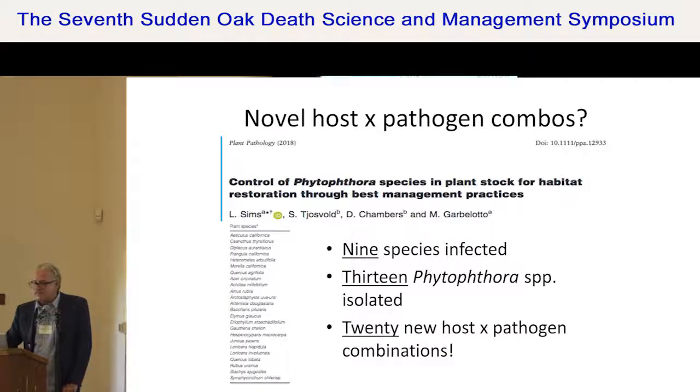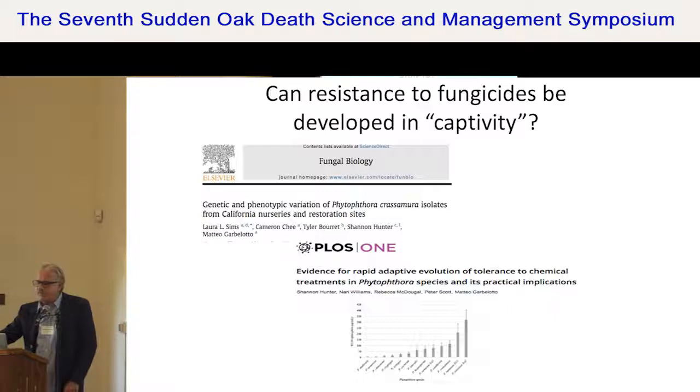production facilities. Are there novel host by pathogen combinations? Here I'm talking about the work of Laura Sims in my lab. She sampled all of the species on the left. She found 9 host species to be infected by exotic Phytophthoras. These were all in California plant production facilities. She found 13 Phytophthora species, and she found 20 new host by pathogen combinations. Actually, we found more, but we reduced that number for political reasons. So yes, the answer is that we are creating new pathogenic systems in these production facilities.